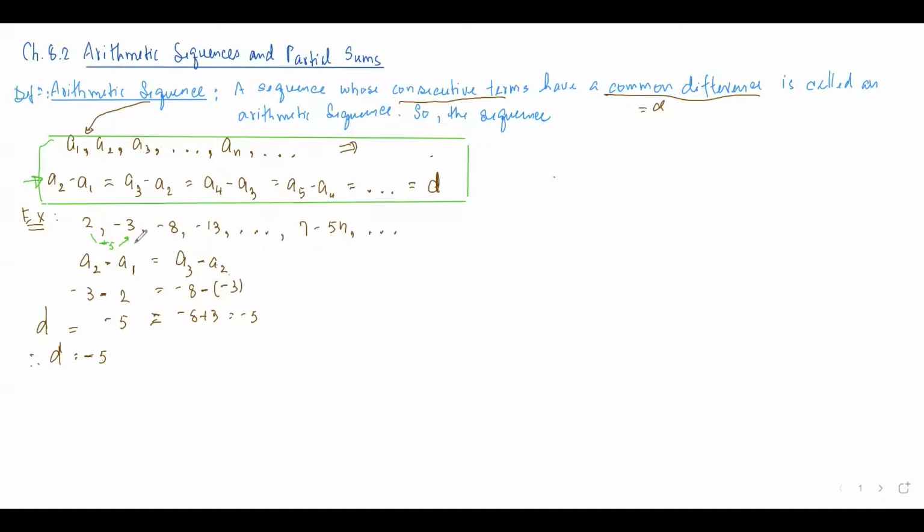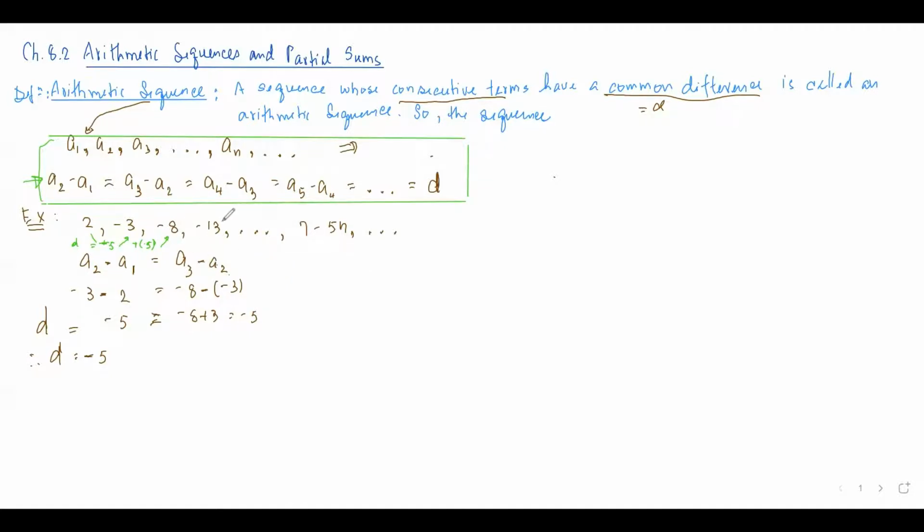And then -3 plus -5, right? Because D is -5, correct? So plus -5, this becomes minus. So -3 minus 5 becomes -8. So you get this term and so on. So we can see this is a D. D equal to -5. Okay.